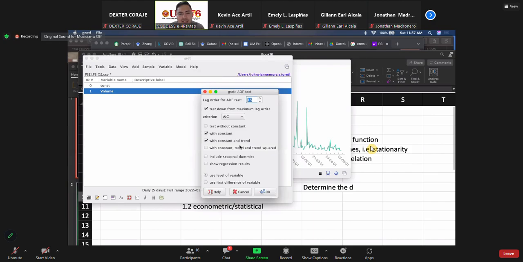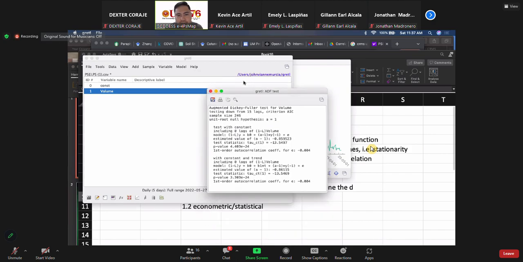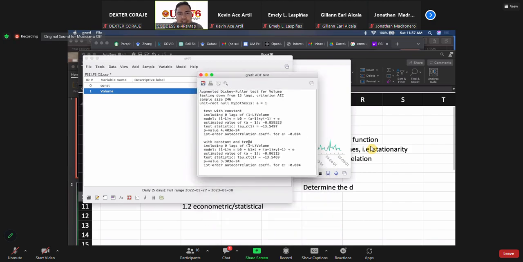And then just follow the default, use level of variable. That means you're just going to use the raw data. The logs are predetermined, so basically it's just fine. Click OK. So here's the result. Let's look at the test with constant and the test with constant and trend. What will we look at here? Check the p-value of your test statistic, or your tau statistic. As you can see, is the p-value significant or not significant?